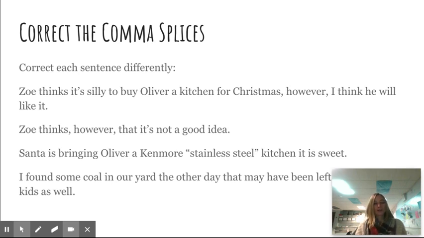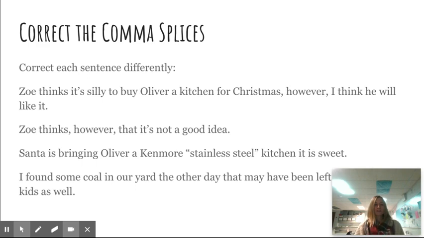Zoe thinks, however, that it's not a good idea. That it's not a good idea is not a complete thought. So realistically, this "however" is fine. This "however" is what we call, and you'll learn it in the commas, a parenthetical expression. So it's not needed. I call it an interrupter. It's just like a transition to interrupt the flow of the sentence to help you transition instead of using a filler word if you're speaking. So this one is correct because we don't have two complete sentences on both sides of "however."